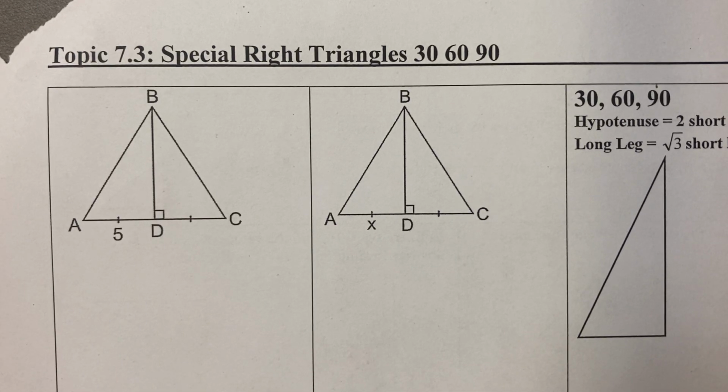Hello, welcome to topic 7.3, special right triangles, part 2. We learned about the 45, 45, 90 last lesson. This is the 30, 60, 90, which is another special right triangle.